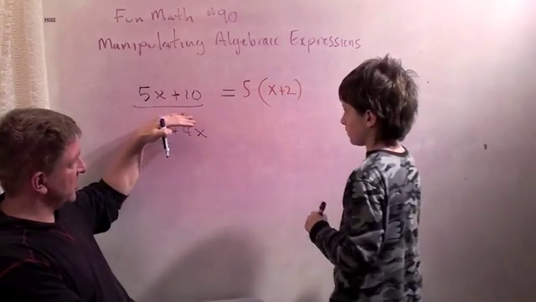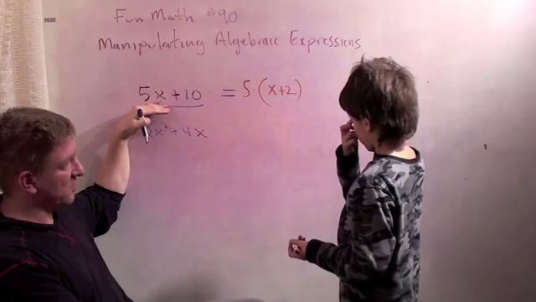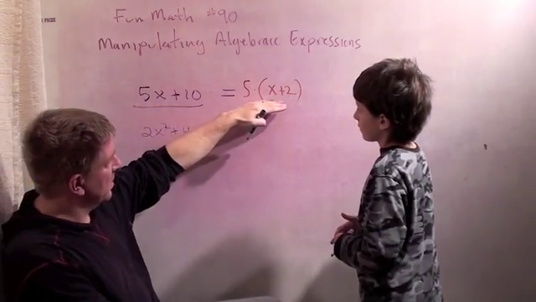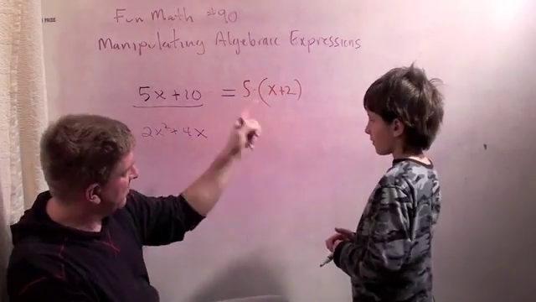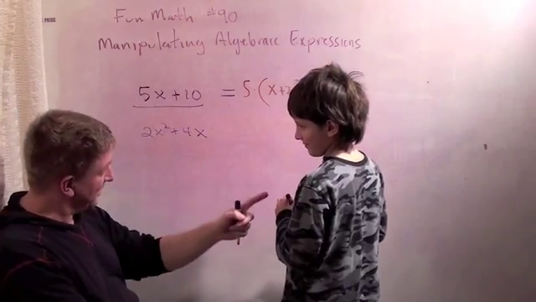Now let's pick a number and just check. Let's pick 2. So 5 times 2 is 10. 10 plus 10 is 20. 2 plus 2 is 4. 5 times 4 is 20. Okay.